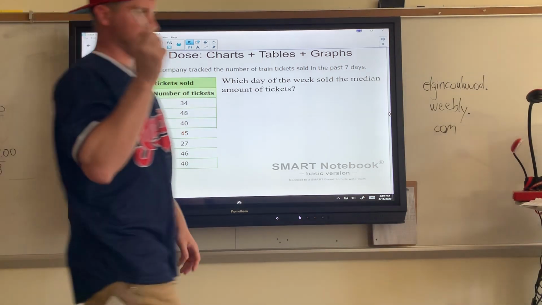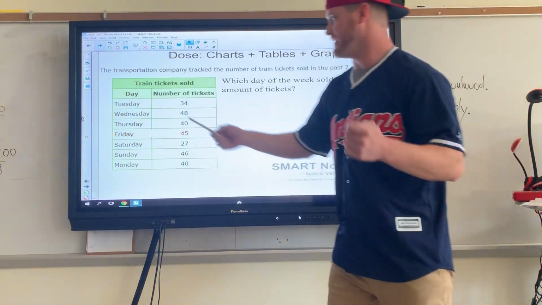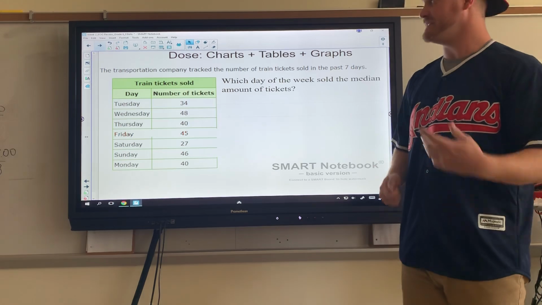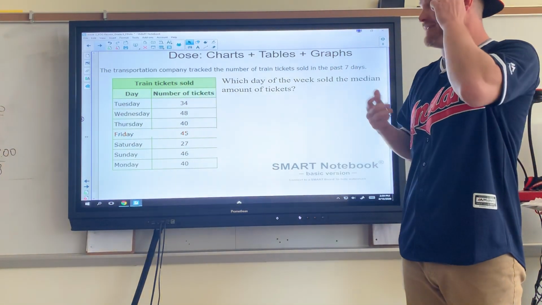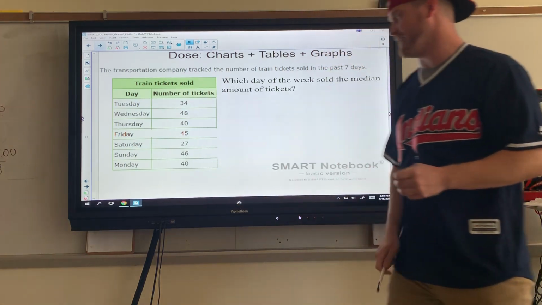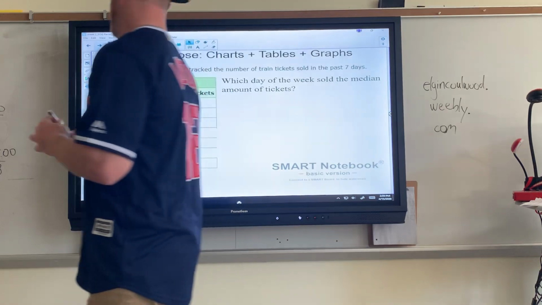All right, the first thing I'm doing when I'm solving a median is figuring out how many values there are. So we have Tuesday, Wednesday, Thursday, Friday, Saturday, Sunday, Monday. That's an entire week, and we know that there are 7 days in a week. 1, 2, 3, 4, 5, 6, 7. So if you don't rewrite 7 values, there's literally no way to solve this correctly.